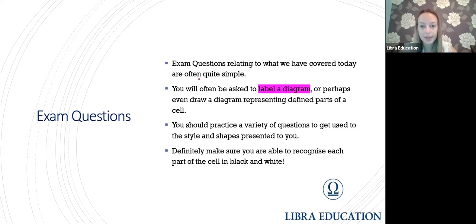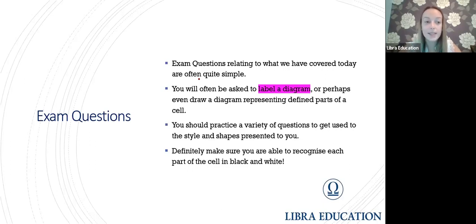They're never too complicated. So you'll be frequently asked to label a diagram or perhaps even draw your own diagram representing the defined parts of a cell. For example, if I said draw an animal cell, on your diagram represent the mitochondria and the nucleus, that's what you would do. And so you should practice a variety of questions in order to get used to the style and shapes presented to you.